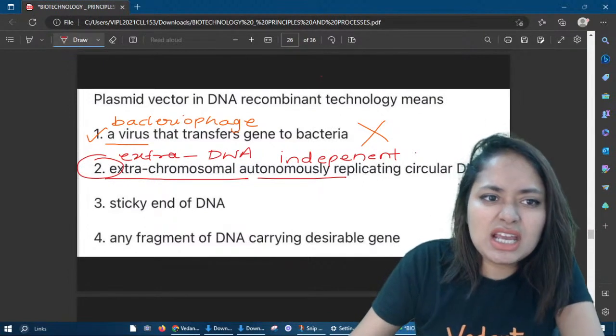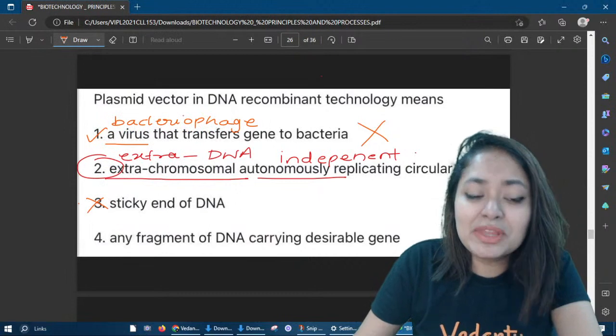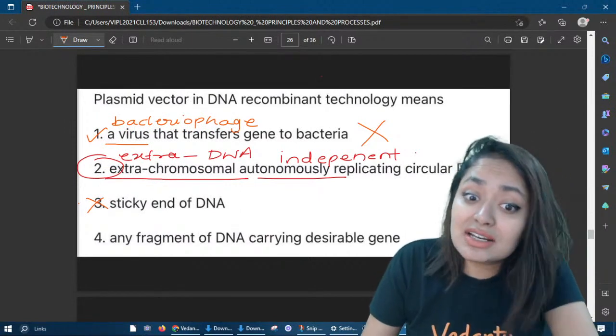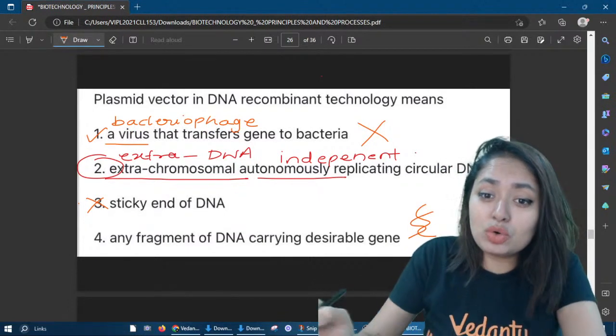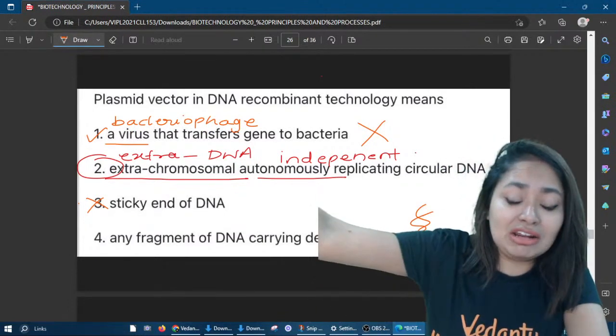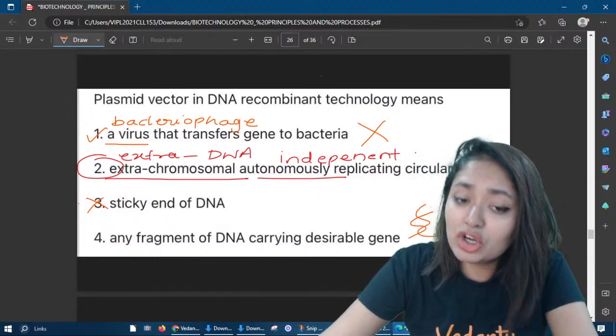Option C, sticky end of the DNA. No, that doesn't make sense. Sticky end of the DNA is not the answer. Option D, any fragment of DNA which carries a desirable gene. Children, can you put any piece of DNA into recombinant DNA technology? Any piece of DNA, can you put? Can you? No, you can't.